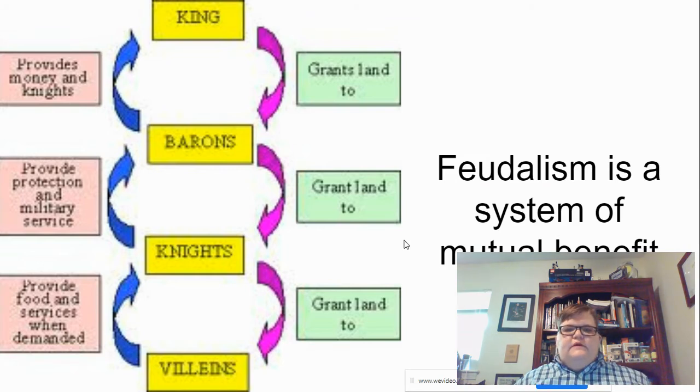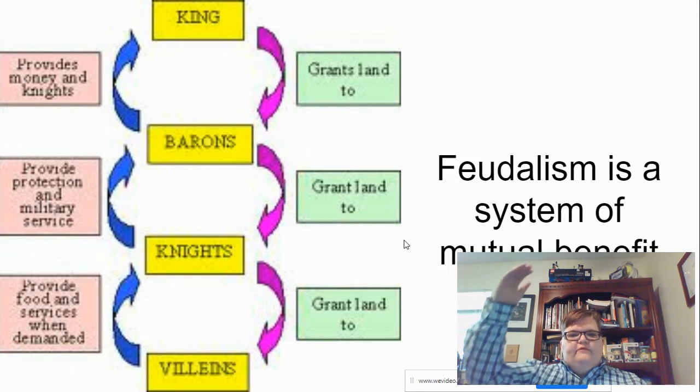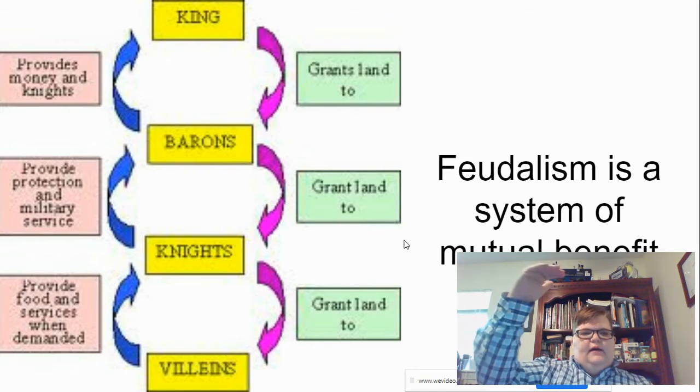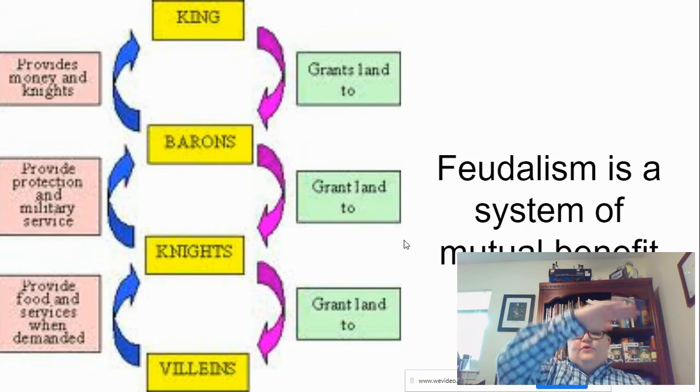All right. So, feudalism is a system of mutual benefit. Going from the top down, every person above grants land to the person below. And then from the bottom up, every person below provides something for the person above. If you need to pause this video, do so now.